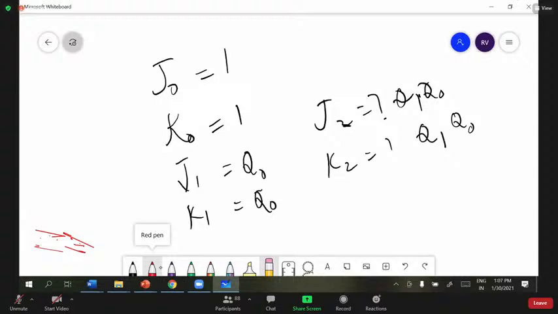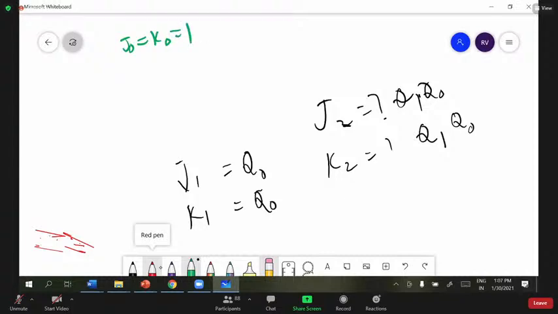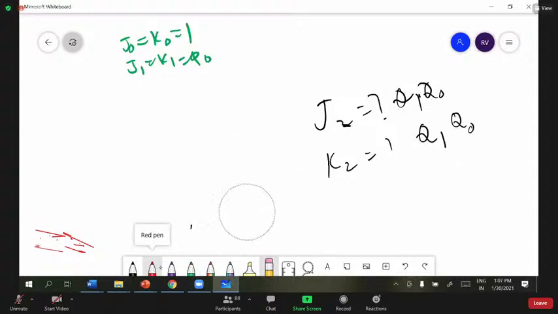Now, what you do, so here J naught is equal to 1, K naught is equal to 1, right? So simply I can keep them here and short. J naught is equal to K naught is equal to 1, and J1 is equal to K1 is equal to Q naught. J2 K2 is equal to Q1 Q naught, right? K2 is also same. Then you can do this.